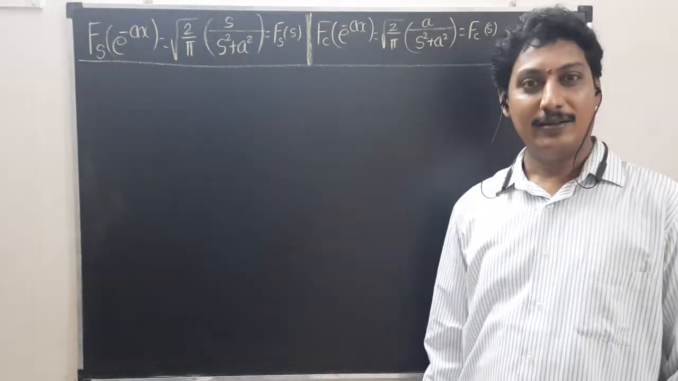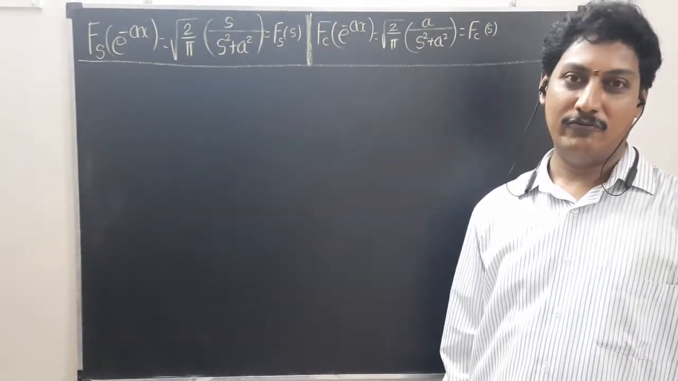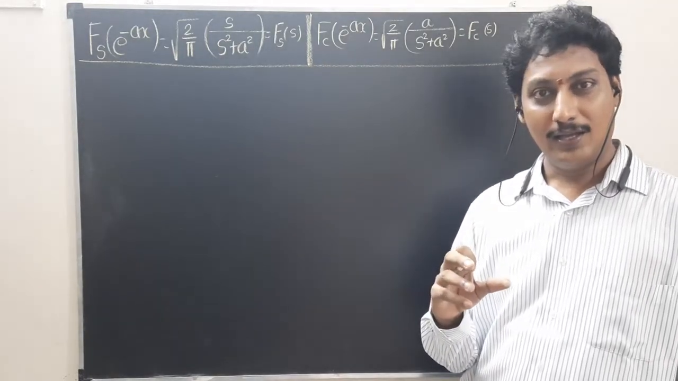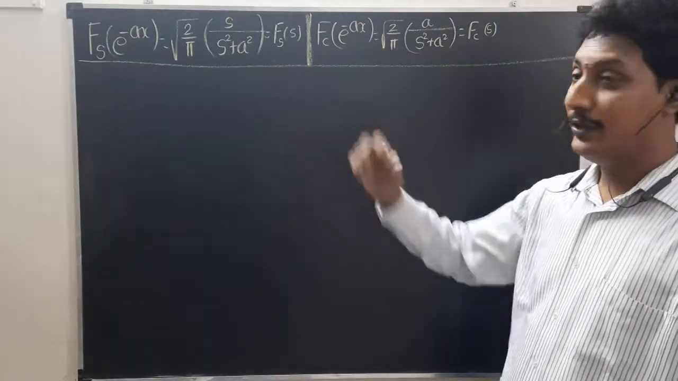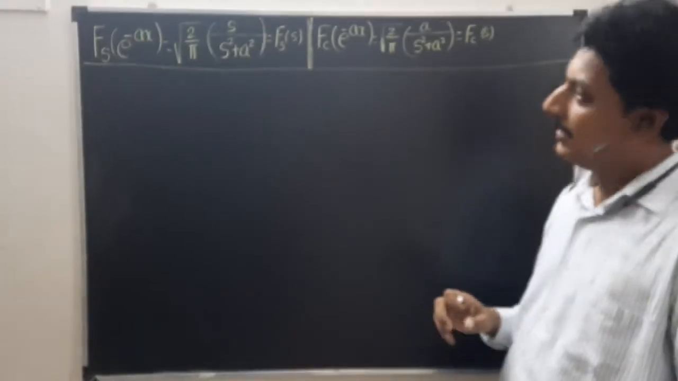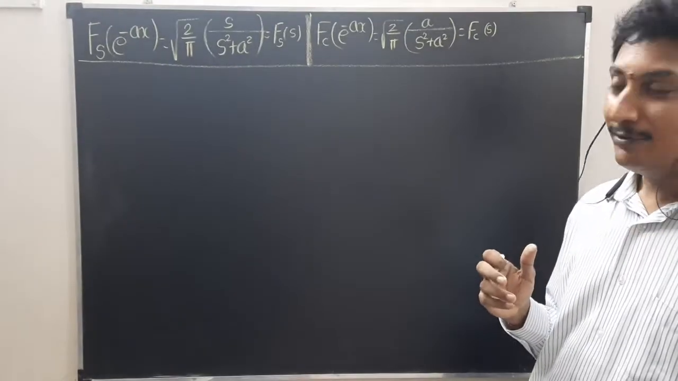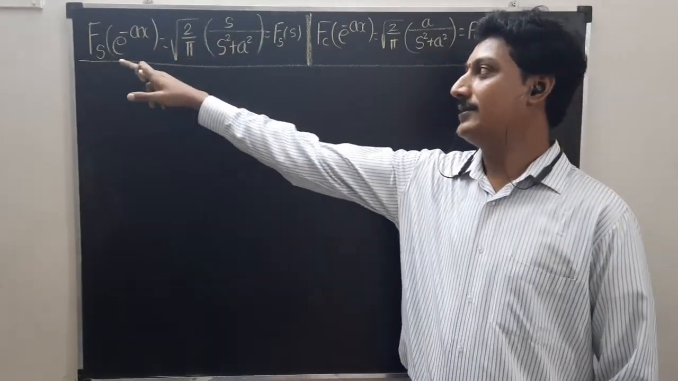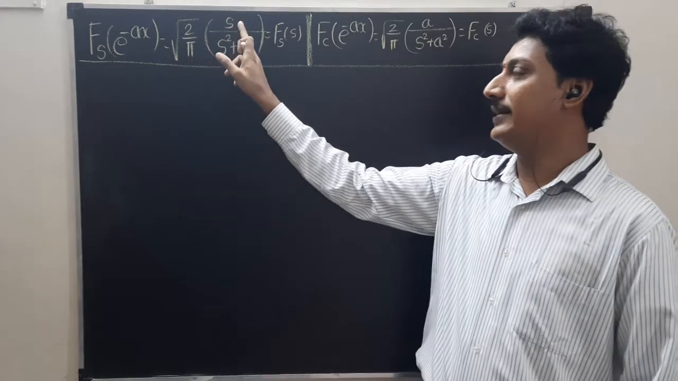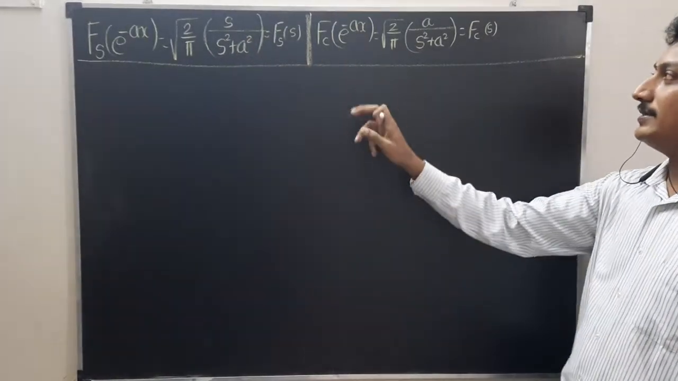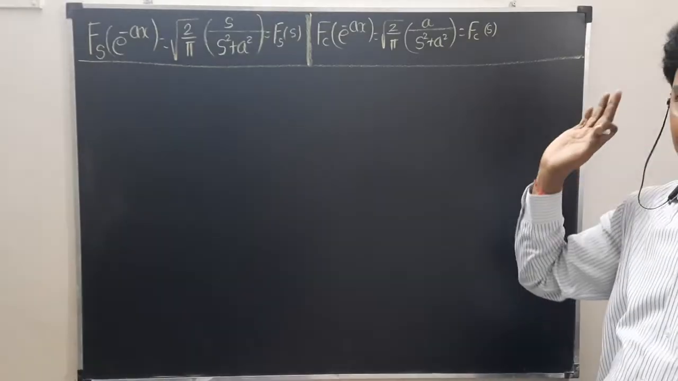This video lecture will give the application of the Fourier sine and cosine transform of e to the power minus ax. Already we know that the Fourier sine transform of e to the power minus ax is root 2 by pi, s in the numerator, s square plus a square. The cosine transform has the constant a in the numerator.